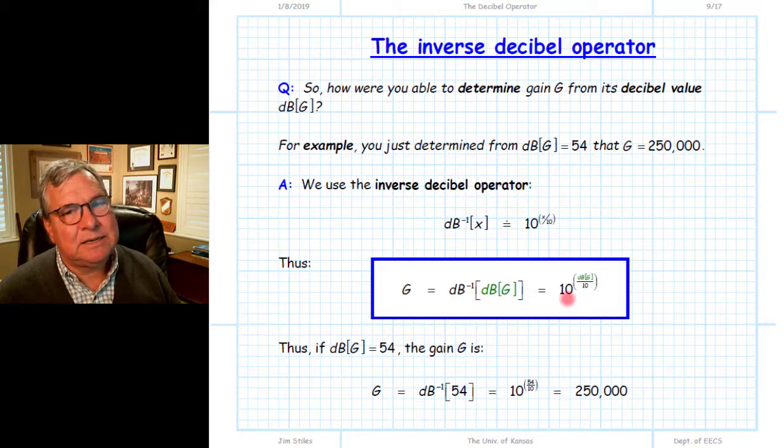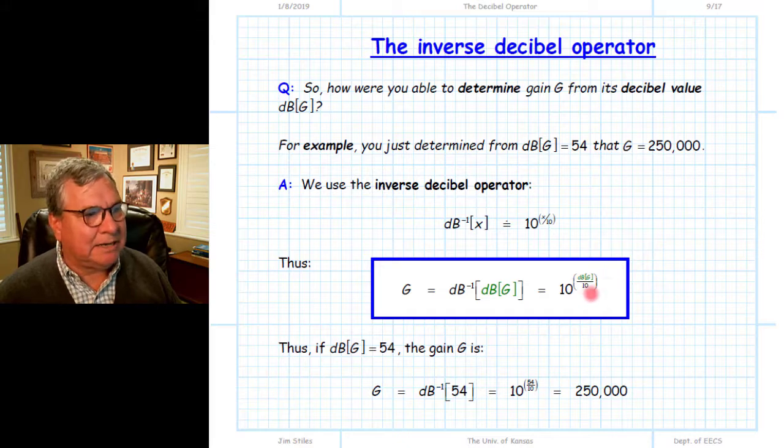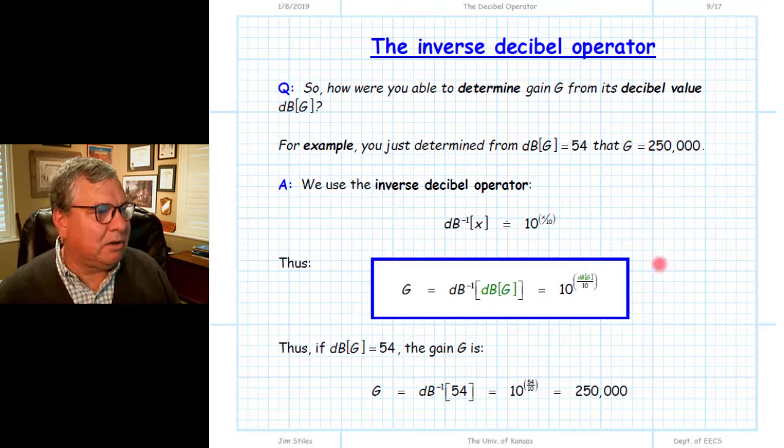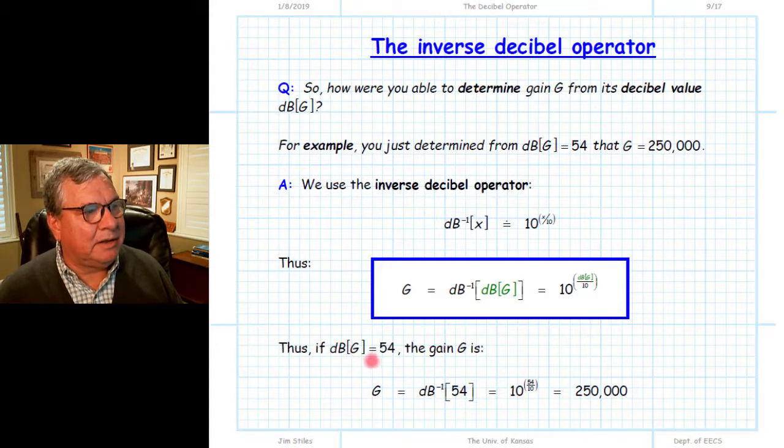So it's 10 to the power, which is the value of gain in decibels divided by 10. And again, it doesn't have to be the gain in decibels. It can be any coefficient here. For example, our 54 dB gain amplifier, if we put that into our inverse operator, 10 to the 54 divided by 10, in other words, 10 to the 5.4, take your calculator, you find we get a value of 250,000.